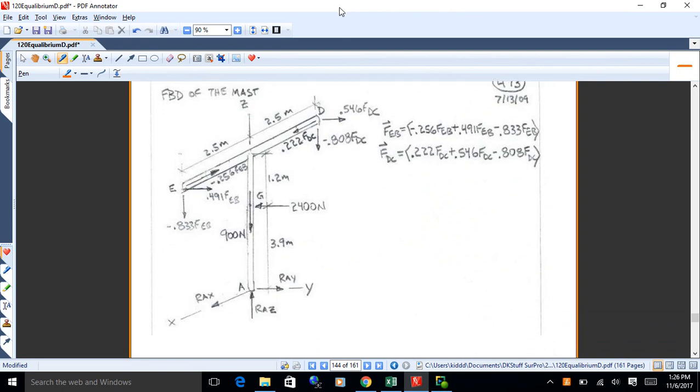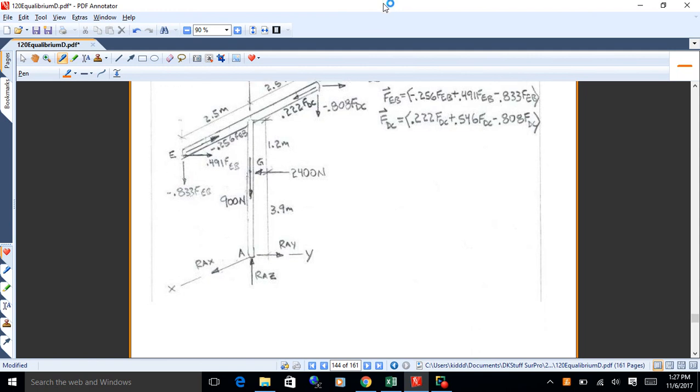All right, so that has everything going on with the mast. So I've got the force of the wind, the 2,400 newtons there at G. I've got the weight going down, and then I've got the 3 reactions at A. So I want to solve for those forces now.